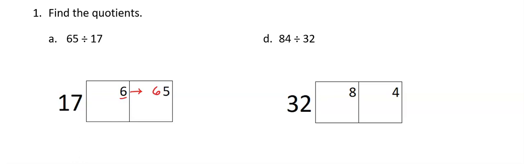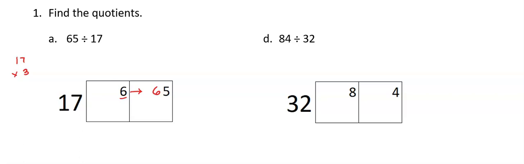So here's where our estimation skills come in. I'm thinking about 17 and how it's kind of close to 20. So if I think of 20s, 20, 40, 60, that would get me close to 65, and that was 3 groups. So I'm going to try 3 times 17 to see if that's going to get me close. Off to the side, I can write my problem, or I can do this mentally as well.